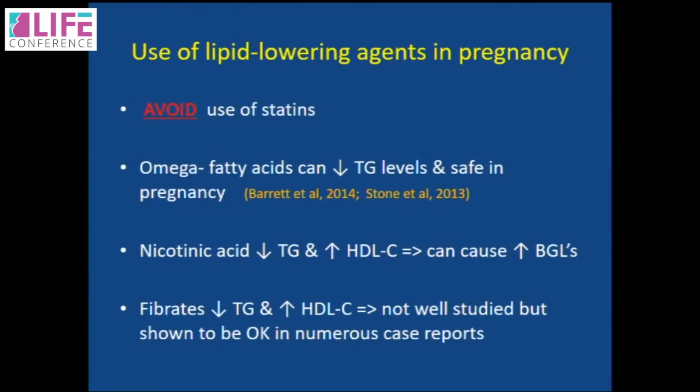But the other things that I've listed here we can use in pregnancy, like omega-3 fatty acids, which have been shown to reduce triglyceride levels and are safe in pregnancy. Nicotinic acid is something that we could use, but it tends to cause a lot of flushing, and it can actually elevate blood glucose levels, so we typically don't like using that in diabetics. And fibrates, in general terms, are not particularly well studied, but a number of case reports have been published for patients who used them, and so far there have not been any adverse events reported with fibrates.